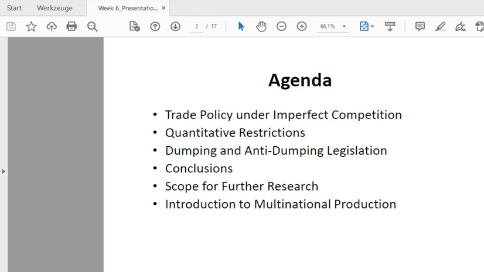After taking a look at quantitative restrictions, we'll move on to dumping and anti-dumping legislation, a very important issue nowadays. After that, we will summarize what we have seen, referring to imperfect competition, and draw some conclusions and take a look at the scope of further research in this area. Finally, we will start to discuss the next topic, multinational enterprises.